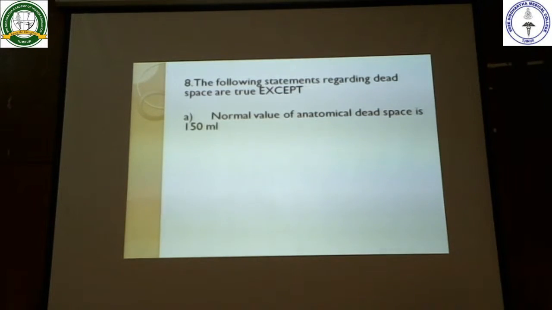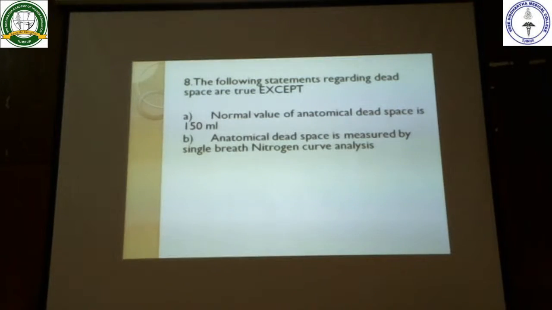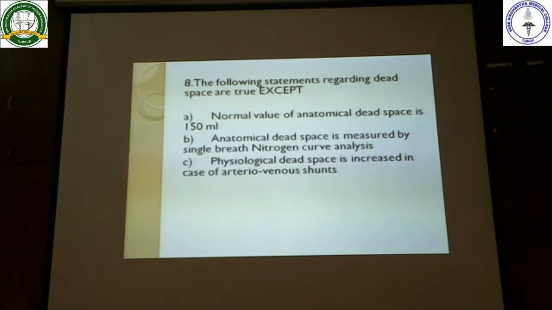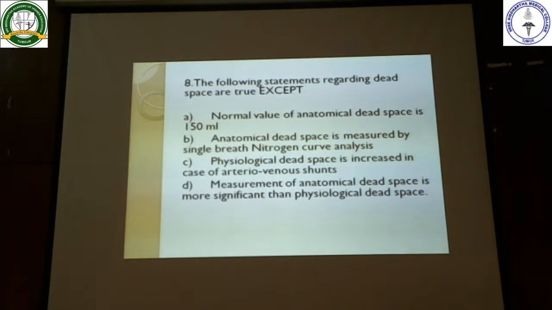So the normal value of anatomical dead space is 150 ml. Anatomical dead space is measured by single breath nitrogen curve analysis. Physiological dead space is increased in case of arteriovenous shunts, and measurement of anatomical dead space is more significant than physiological dead space. So I told you about the dead space.